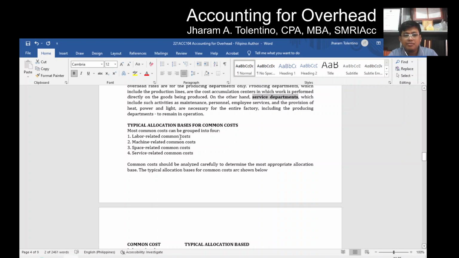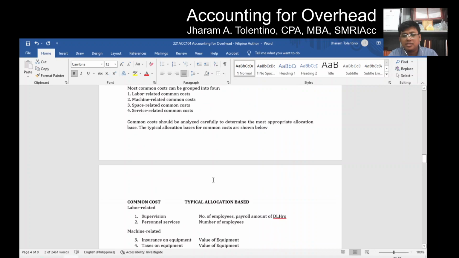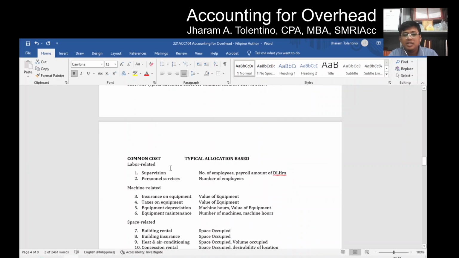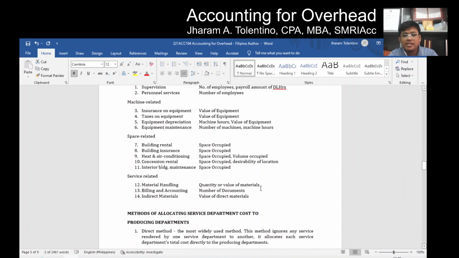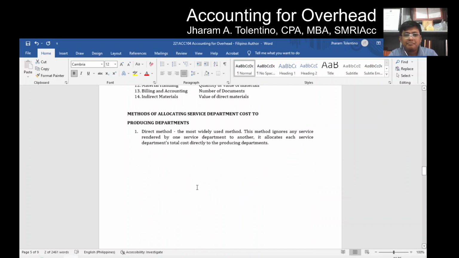So, typical allocation basis for common costs. Most common costs can be grouped into 4: labor-related, machine-related, space, and service-related. Common costs should be analyzed carefully to determine the most appropriate allocation base. Pag labor-related, supervision and personnel, ito yung mga pwedeng gamitin: number of employees, payroll amount, or direct labor hours. Machine, space, service, related. Basahin nyo na lang yan.